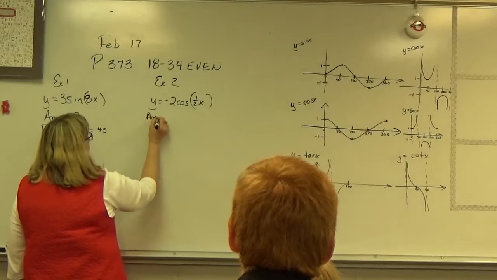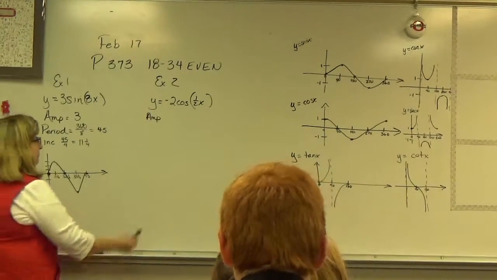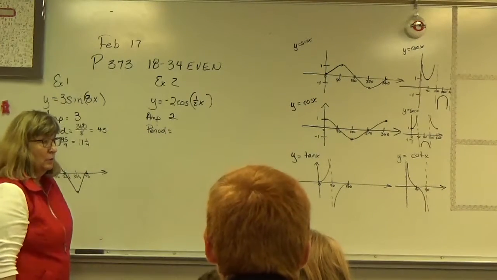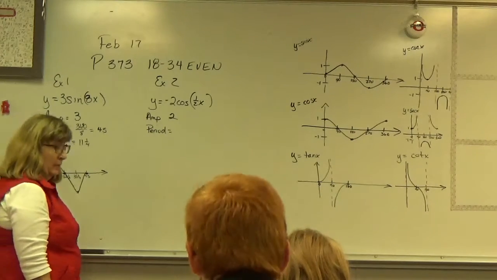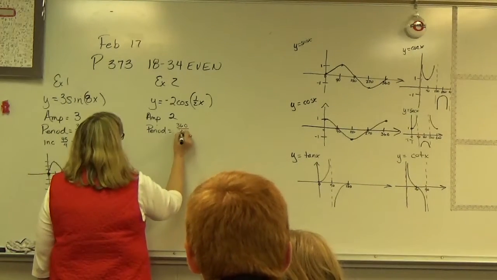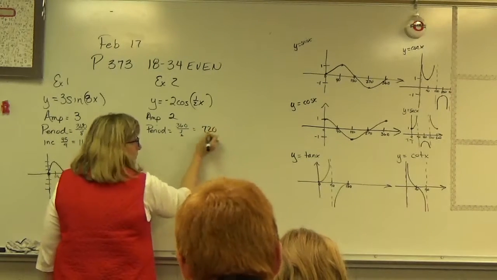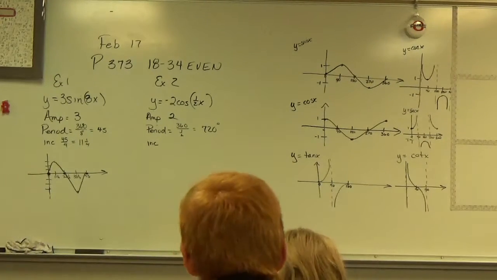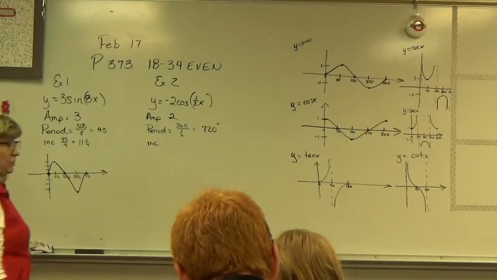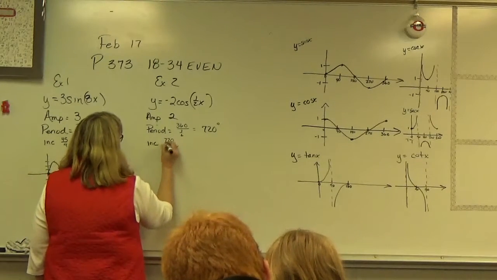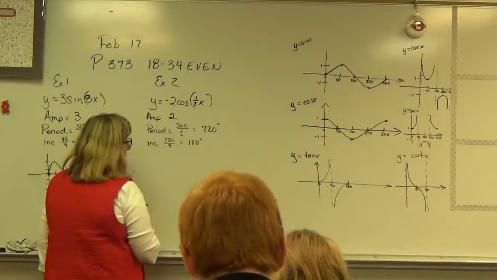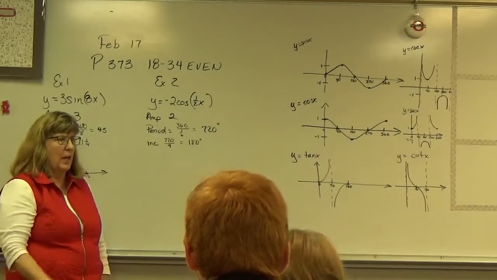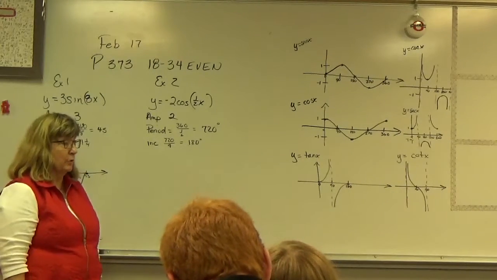So what is our amplitude? 2. Period. How do I find it? 360 divided by 1/2. 360 divided by 1/2 means multiply by 2, so 720. And now what will the increments be? How do I find the increments? Divide the period by 4, right? So 720 divided by 4 is what, 180? And the period is in degrees. Yes, these are all degrees unless you want to go to rads, and the only time I would go to rads is if they have pi involved in the problem somewhere. Is everybody okay with me there?